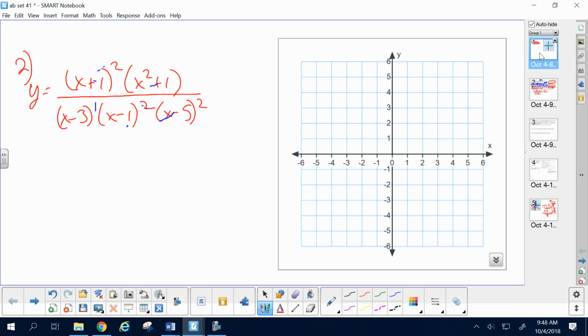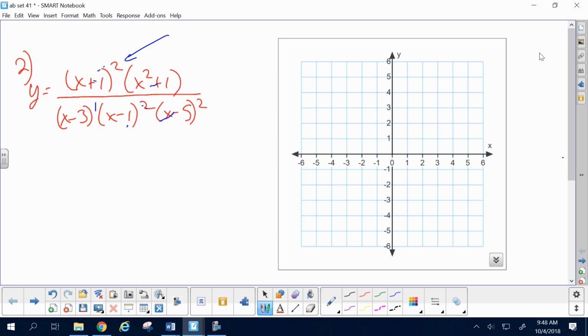That's the new stuff. It's rational functions, which we've already done. The only difference is what happens if some even exponents are in there. What will happen if you have even exponents? How would that change things?